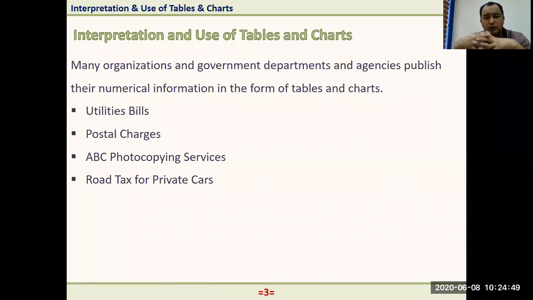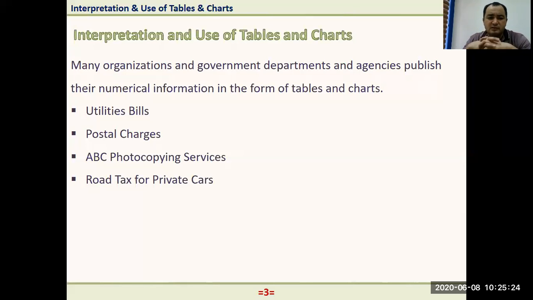So one way of displaying data is using tables, and what are the other ways? We can use a frequency table, chart, line graph, histogram, bar graph, pictogram, and what else? Pie chart, for example. These are all different ways of displaying data. Here we are going to study utilities bills, number 1, postal charts, ABC photocopying services, road tax for private cars.